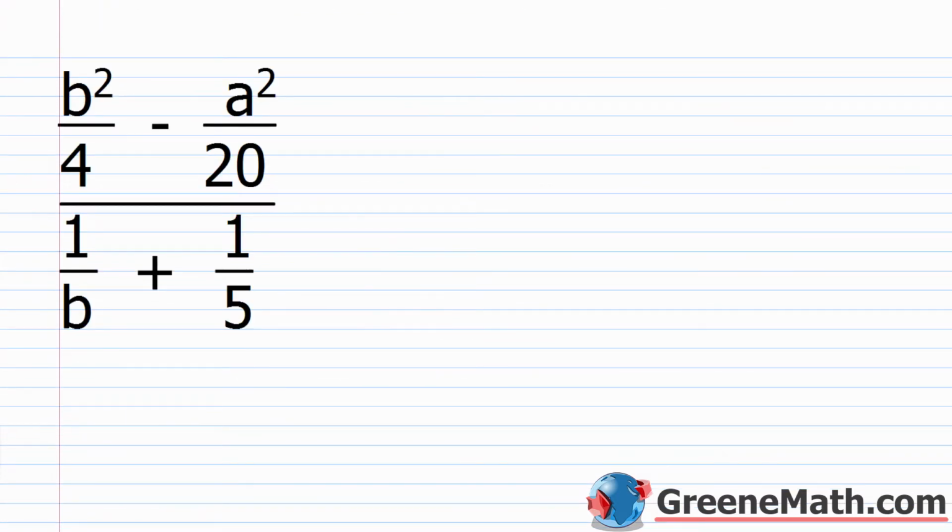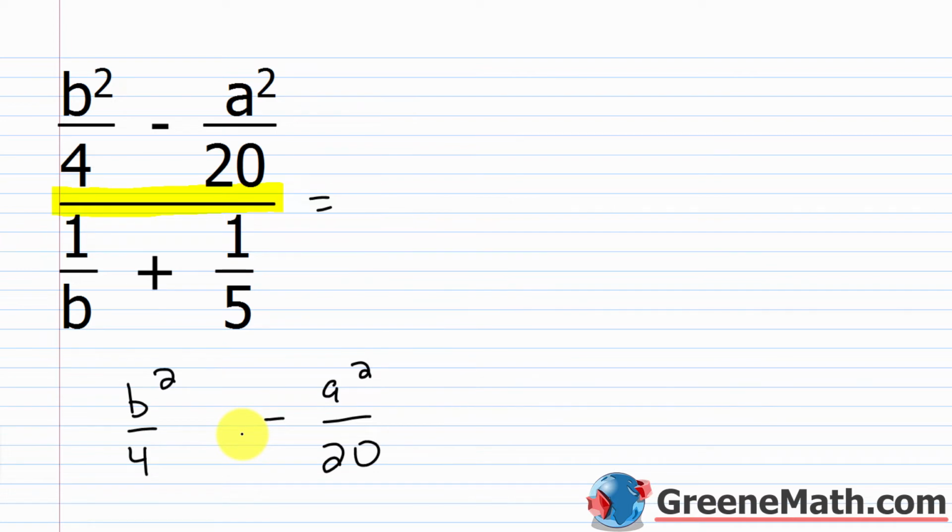So I have b squared over 4 minus a squared over 20, and this is over 1 over b plus 1 over 5. So again, I have my main division right here. So this is your numerator, and this is your denominator for the complex fraction. So if I look at this, I have b squared over 4 minus a squared over 20. That's my numerator. So I'm going to start out by just simplifying that guy.